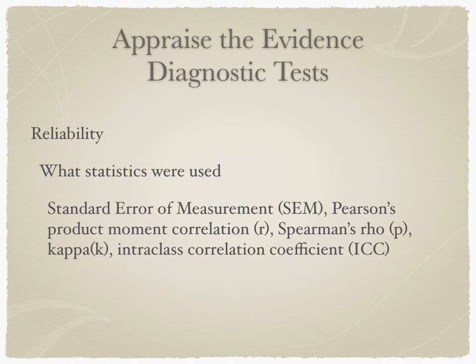Other things to consider when examining a diagnostic test is the reliability of the test. And what statistics did they use? Common statistics for this type of study include the standard error of measurement, the Pearson's product moment correlation, Spearman's rho, kappa, and intraclass correlation coefficient. Again, please review the Jewell text or your statistics text for more information on these measures and how to assess them.